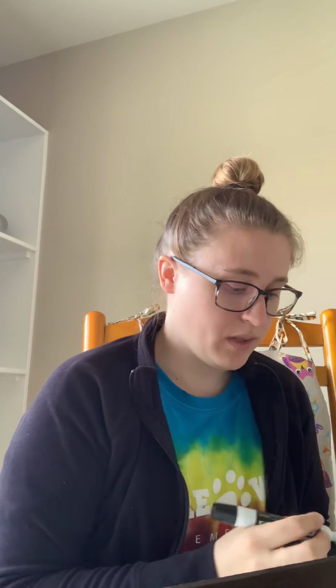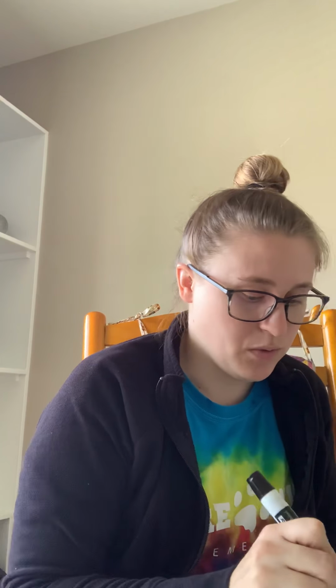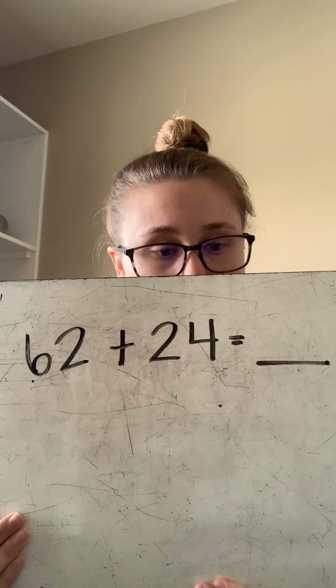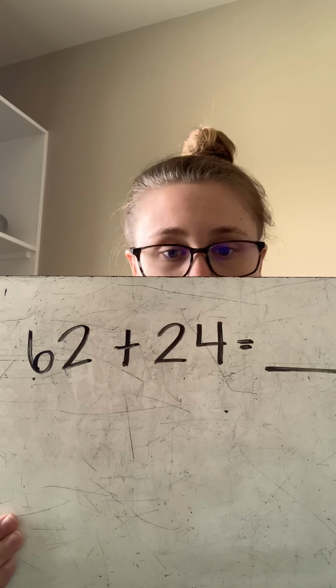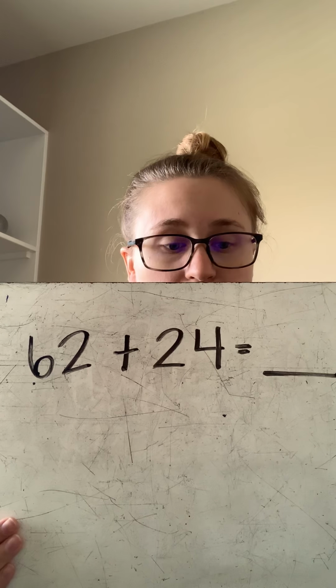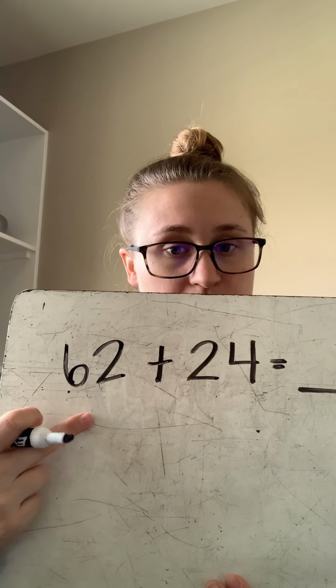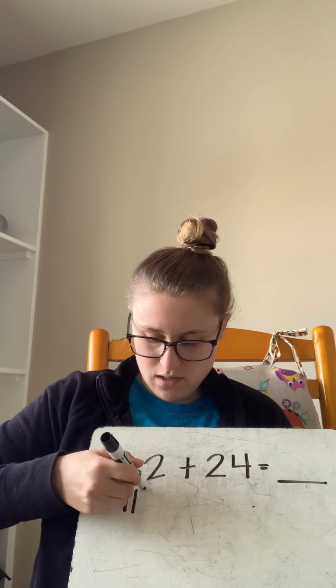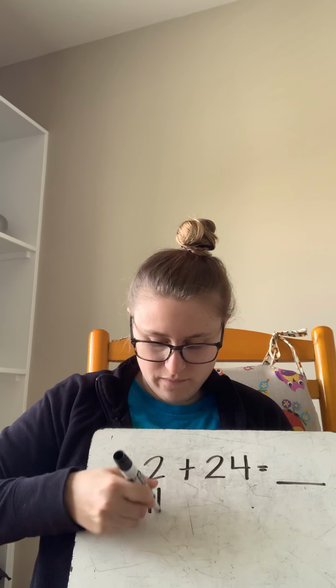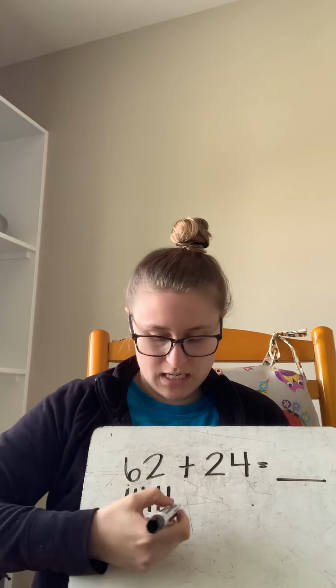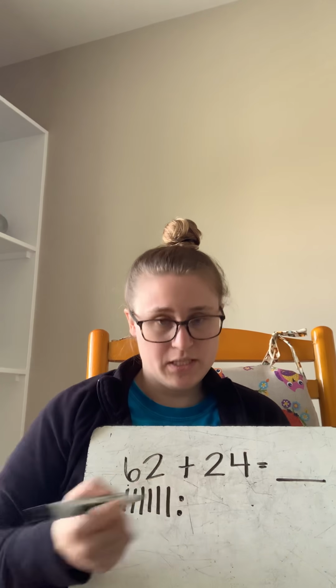So step number 1. If we are doing the problem 62 plus 24 equals blank, okay? 62 plus 24 equals blank. Step number 1 on my anchor chart says that I need to draw the first number using rods and dots. So I'm going to draw 62 using rods and dots. So I'm going to go 10, 20, 30, 40, 50, 60, and then I need 61, 62.